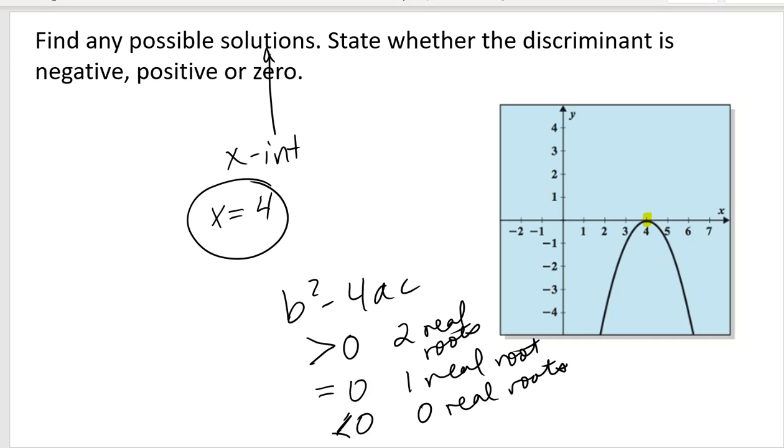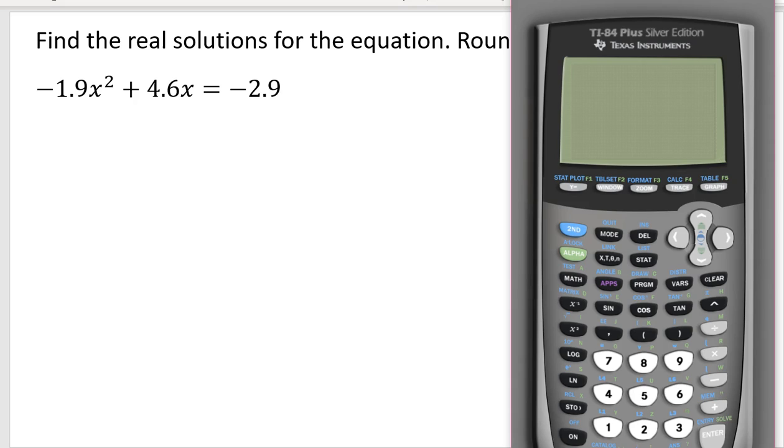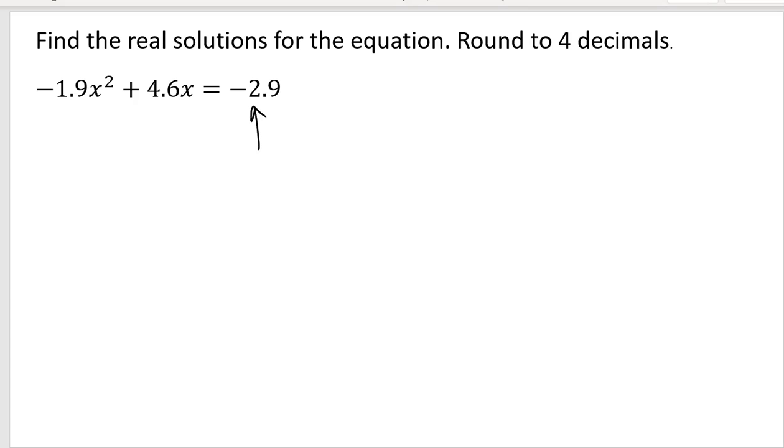So in our case, we have 1 real root. And since we have 1 real root, we know that our discriminant was equal to 0. Next, we're going to practice finding the solutions in our calculator. To do this, we have to have y equals 0. So if we have a number that's not 0, we need to move it so that it is 0 on that side. So let's add 2.9 to both sides.